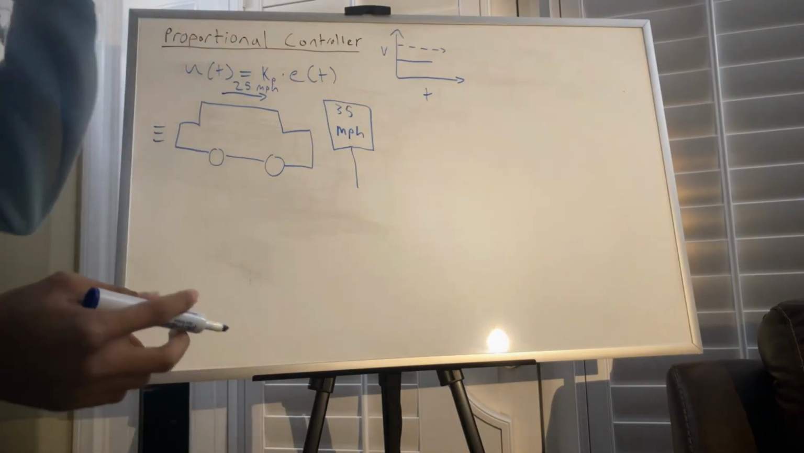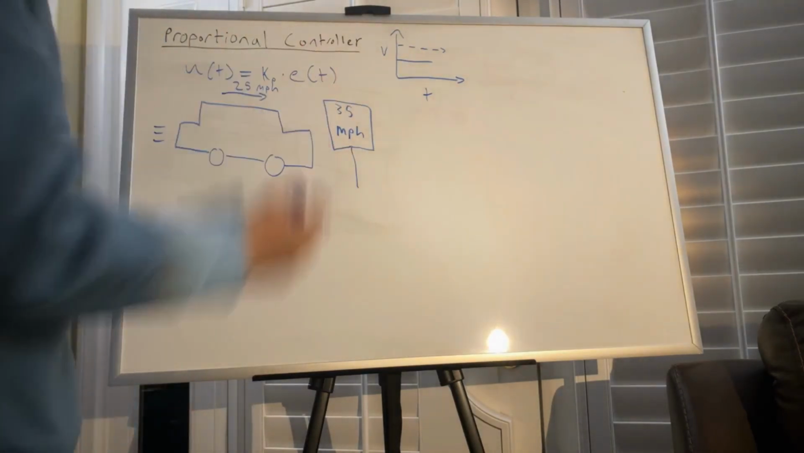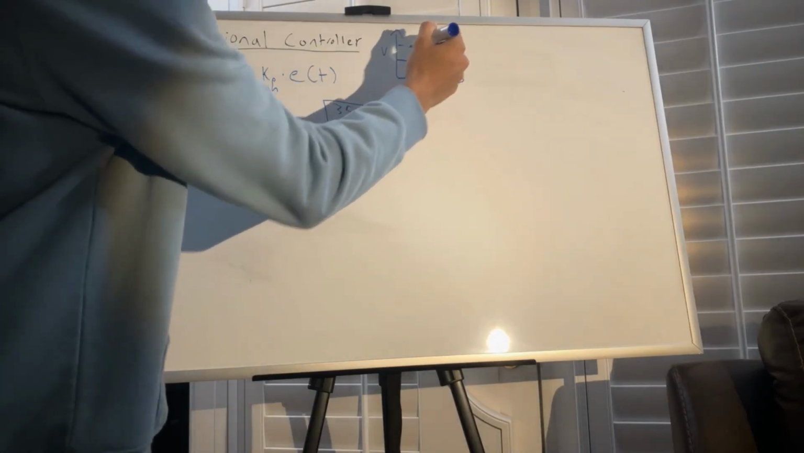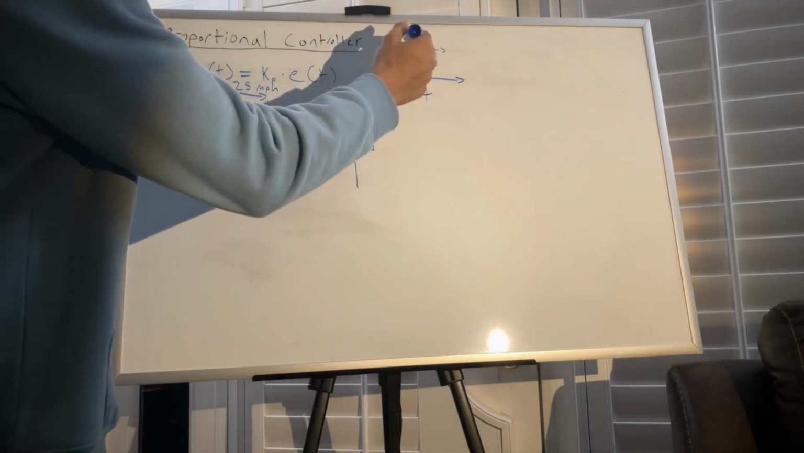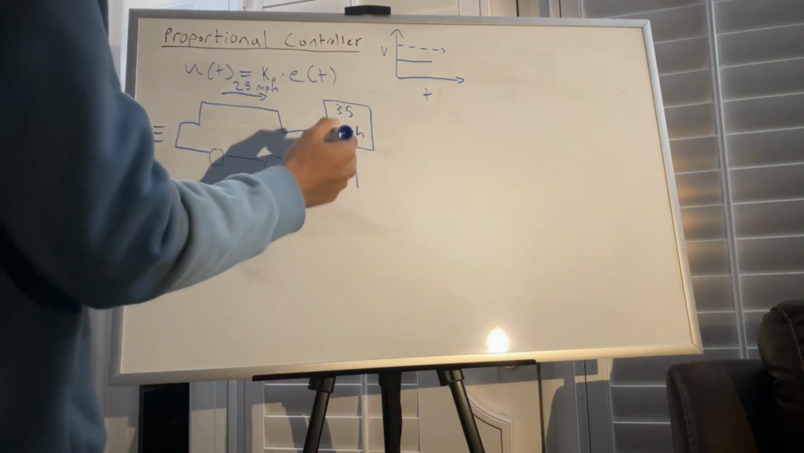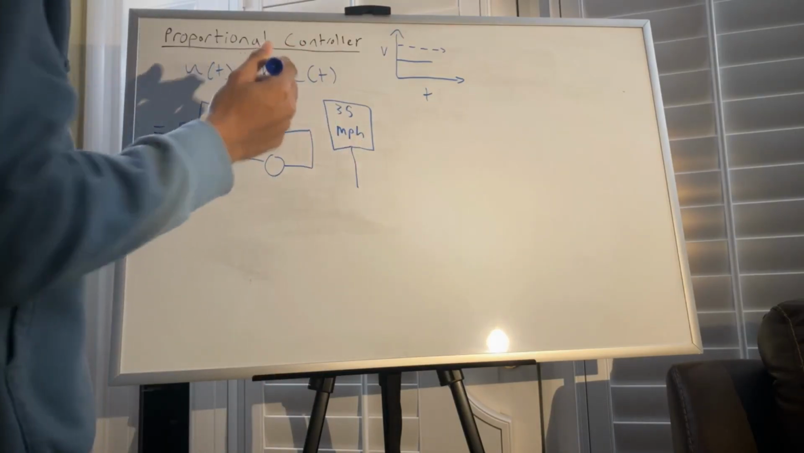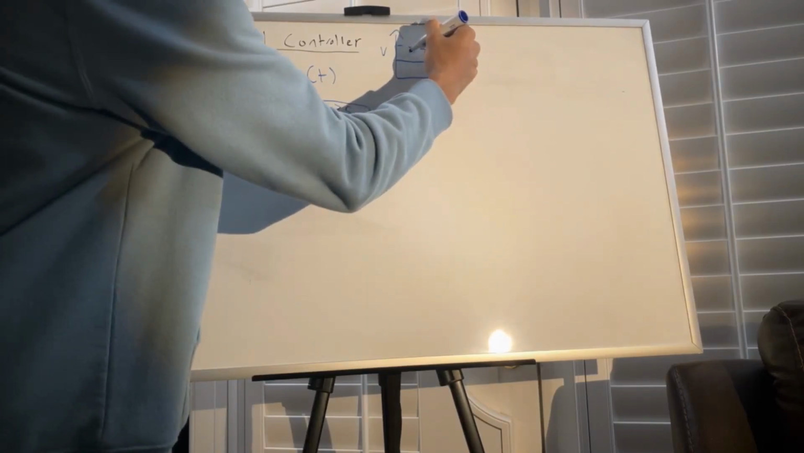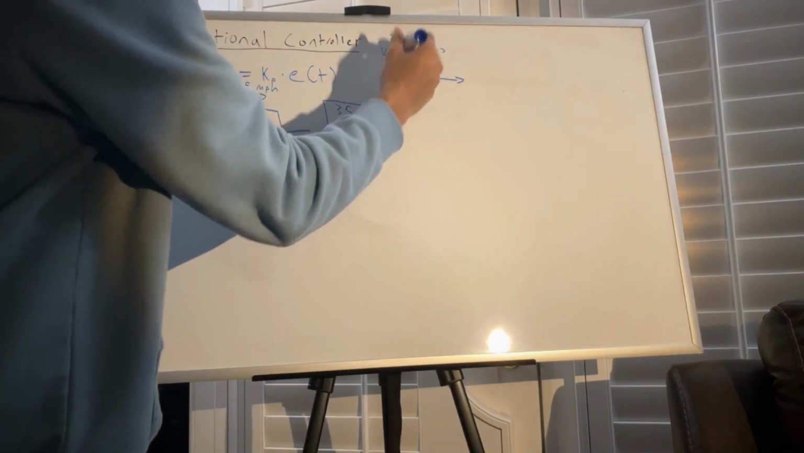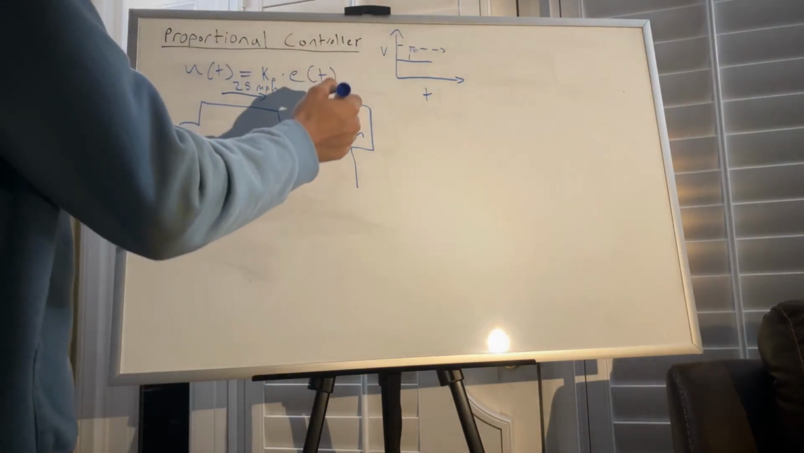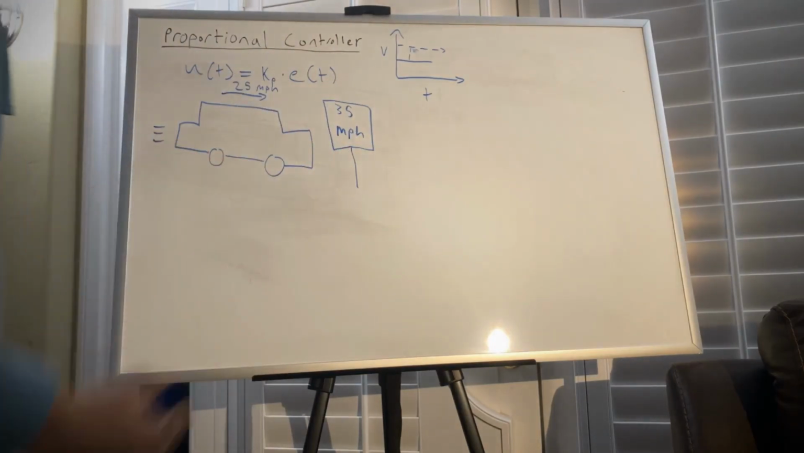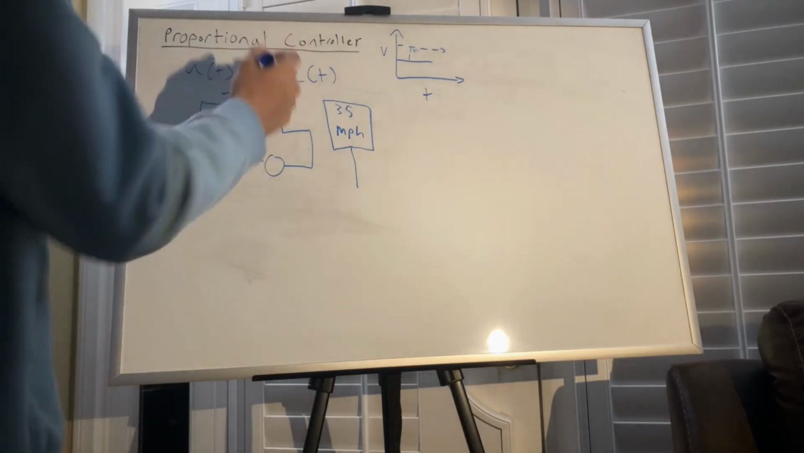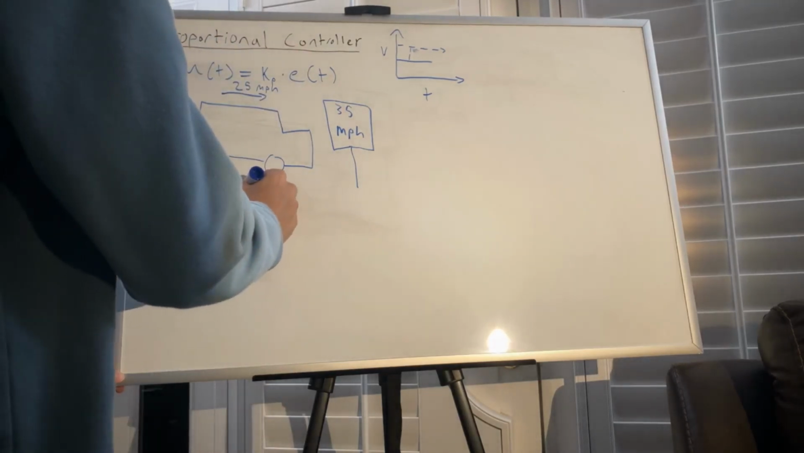So if you remember from before, our error, E of t, is just going to be whatever your set point is minus your current position. So our set point is 35 miles per hour, and our current position is 25 miles per hour. So we have an error. If I draw a line here, we have an error of 10 because 35 minus 25 is 10.